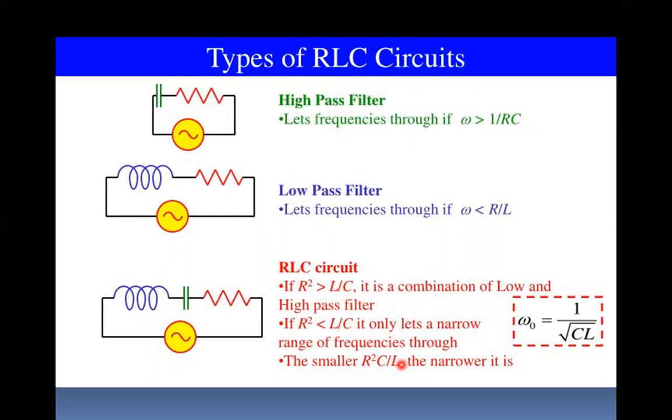We have types of LCR circuits: high pass filters and low pass filters, and we have seen this LCR circuit with the condition when R square is greater than L by C. It is the combination of low and high pass filter. If R square is less than L by C, it lets only a narrow range of frequency through, and the smaller R square by C by L is, the narrower it is.